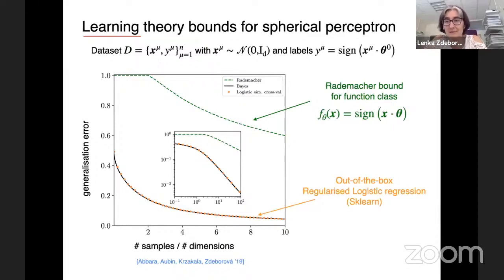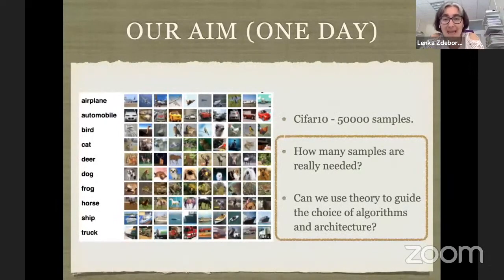So with this kind of theory, the aim here would be that one day we are able to take a data set such as, for instance, CIFAR-10, with its 50,000 samples currently, and say how many samples would be needed to really get a given performance. And this kind of theory could then guide the choice of the algorithm and the architecture that we are actually using when learning, and we wouldn't have to rely on a lot of engineers to try a lot of architectures and algorithms. So again, that's still the aim. I will not be fully answering that today.